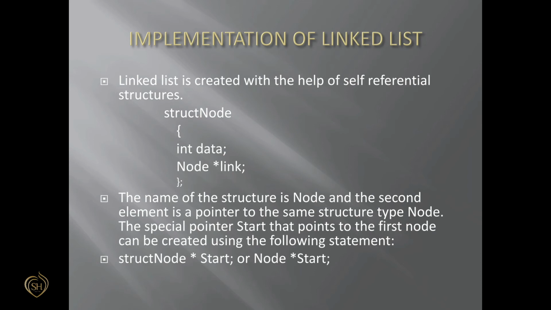Then struct node, curly bracket open, int data, that means a data value we are inserting. Then node star link, the pointer which points to the same structure itself. That is how we are implementing this data structure called the linked list. And start node is a special pointer. We are creating the start node as struct node star start. Here we are creating a node with the same structure.